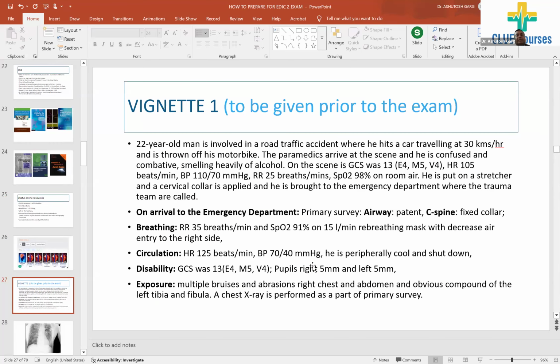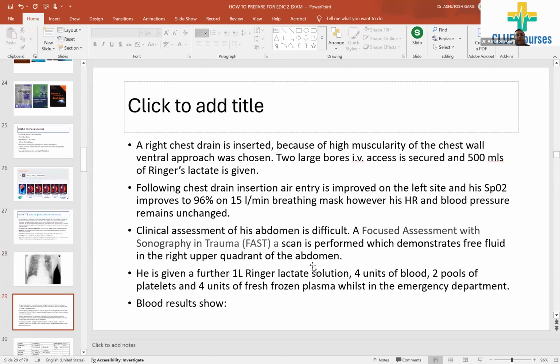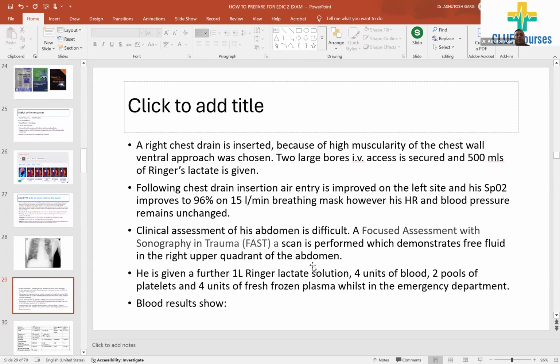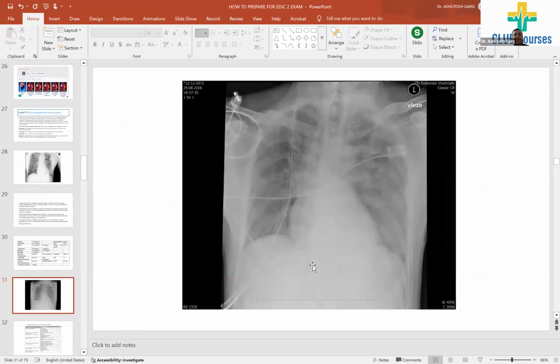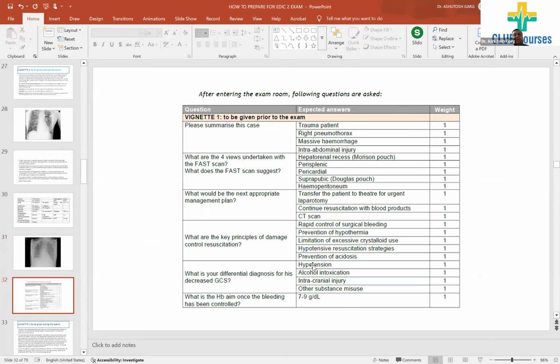Then I am just showing you a case. This is an introductory vignette: a patient involved in a road traffic accident, and paramedics arrive at the scene. Patient is combative, smelling heavily of alcohol. GCS is low, 13/15. Patient's airway is patent, C-spine in a fixed collar. These are the vitals, and then the patient's X-ray is showing the right chest drain inserted. Two large bore cannulas put, and he's given 1 liter Ringer lactate, and then these are the values. So this is the introductory vignette, and they will ask you this type of question.